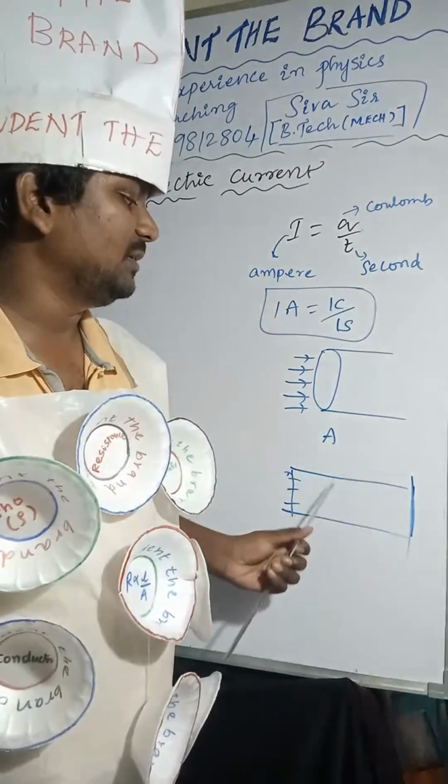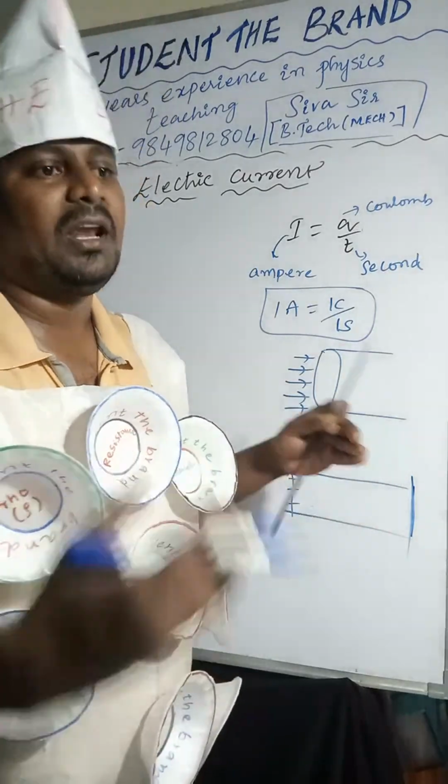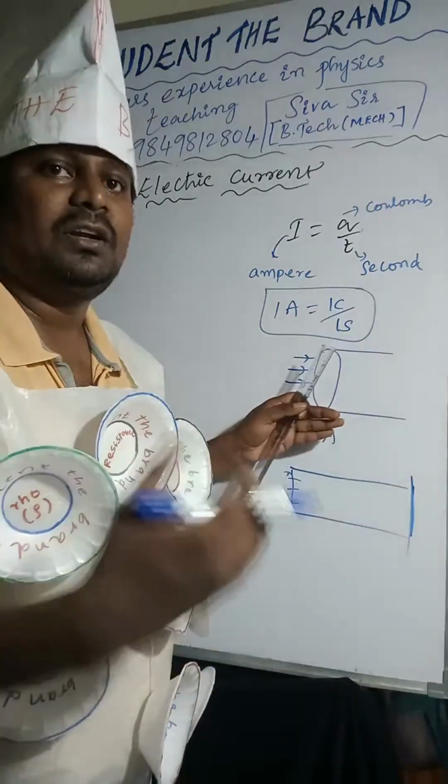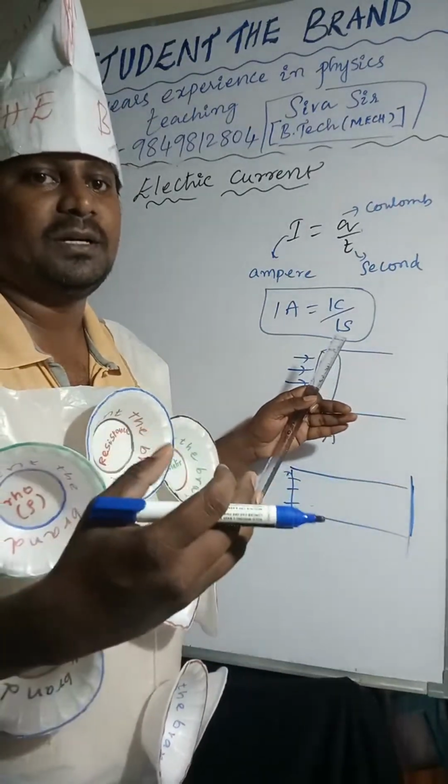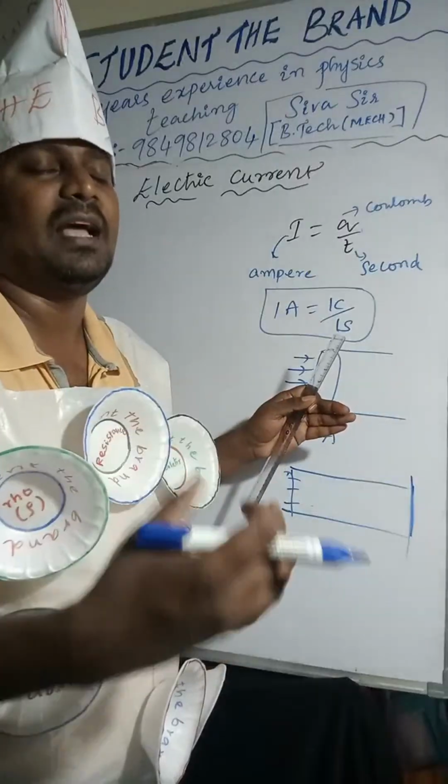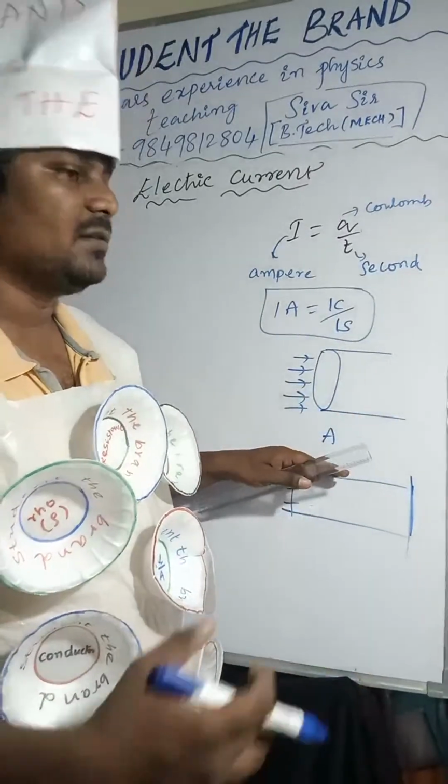In this region, each electron has a different velocity. Each electron has a different velocity. For example, one electron moves at 2 meters per second.